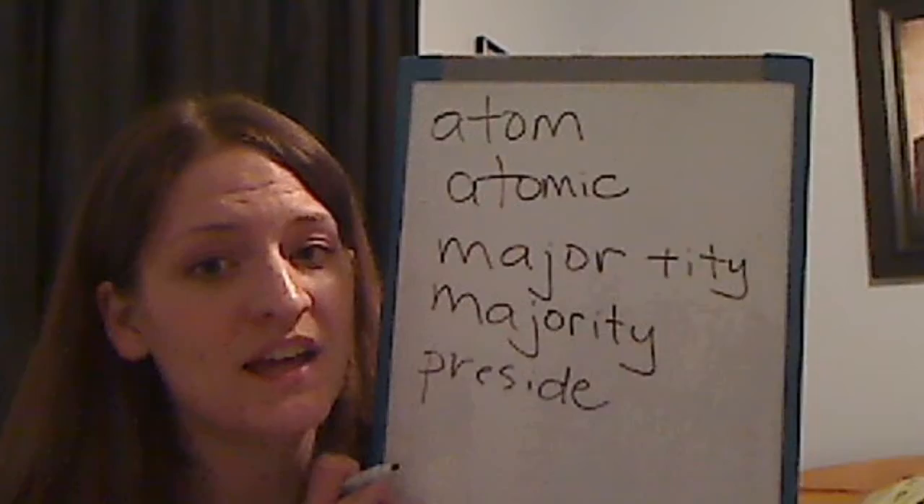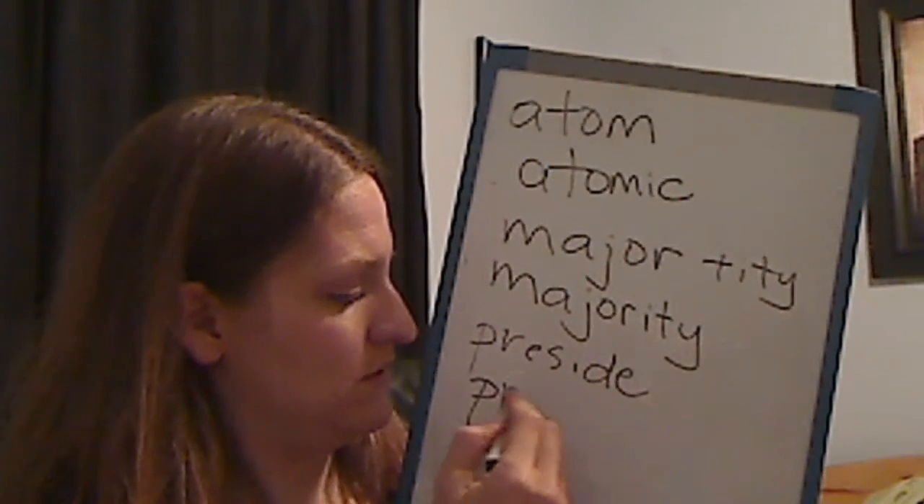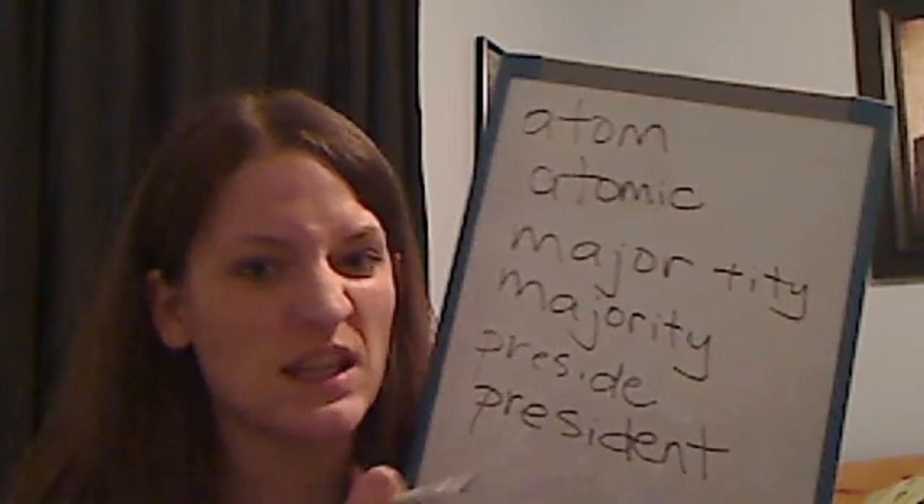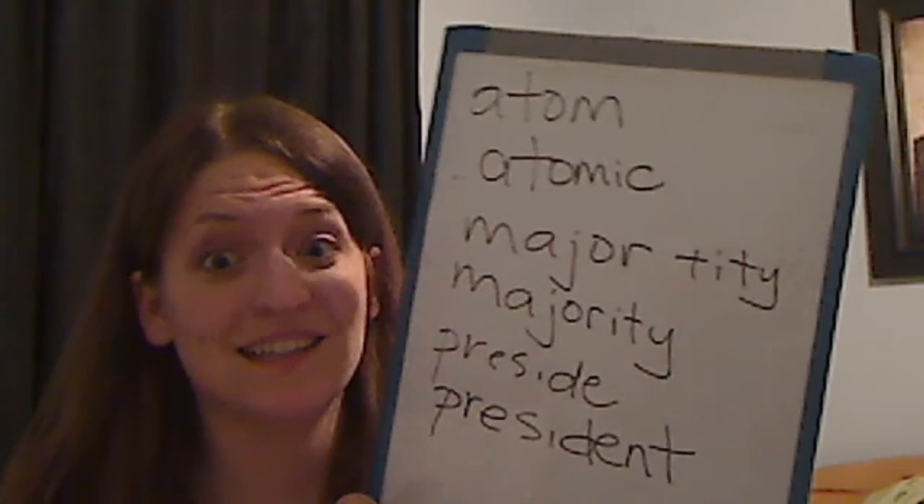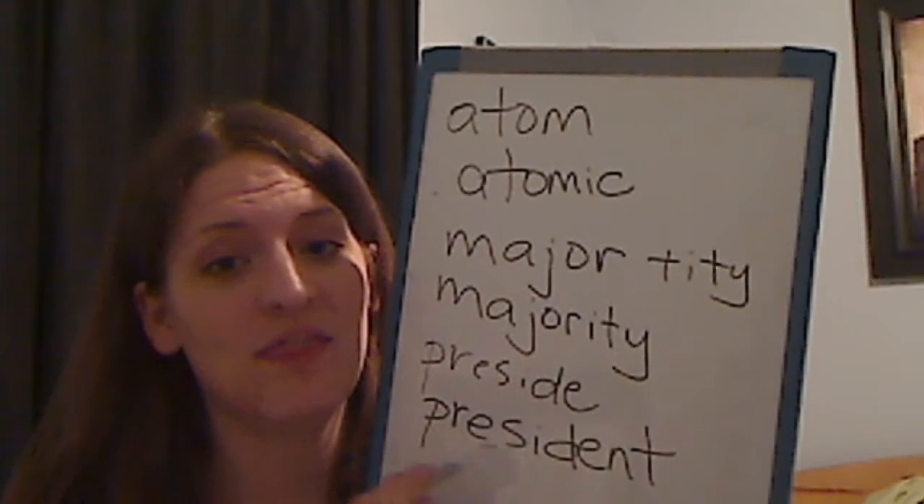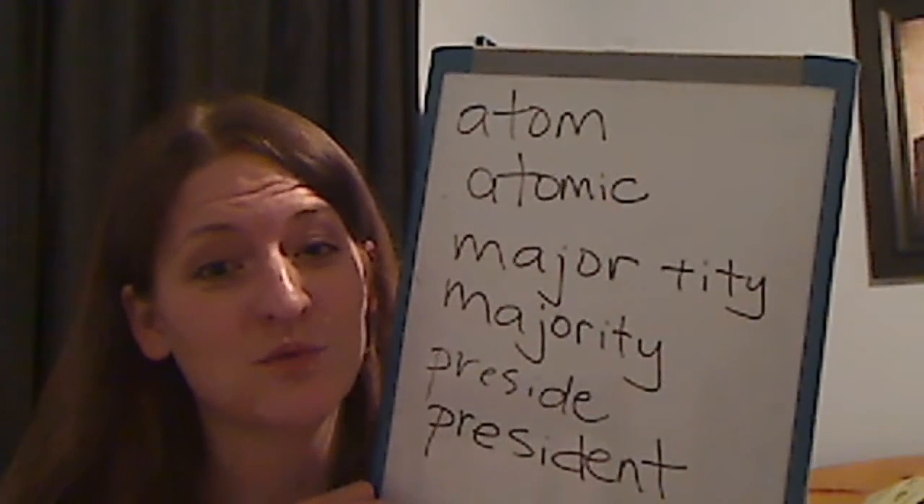Okay, and my last example for this, we had the word preside. Now, when we add the suffix -ent, it becomes this new word. And how do we say that? Can you say it? President. You're right. So the whole pronunciation changes when we add the suffix -ent. So don't forget that sometimes the pronunciation of a word changes when you add the suffix.